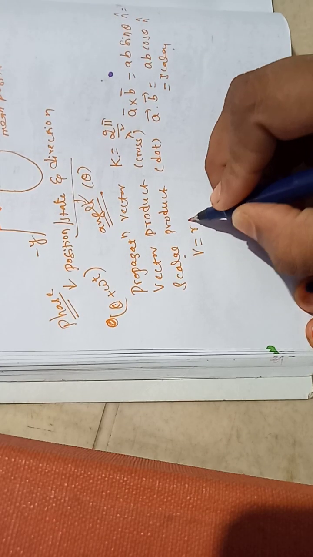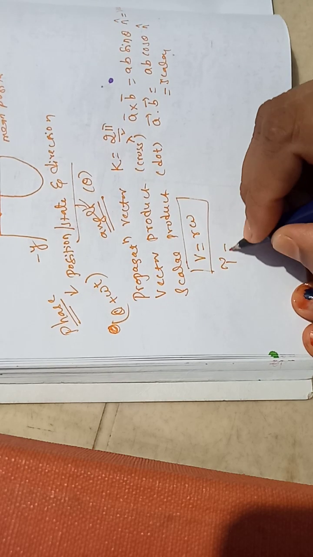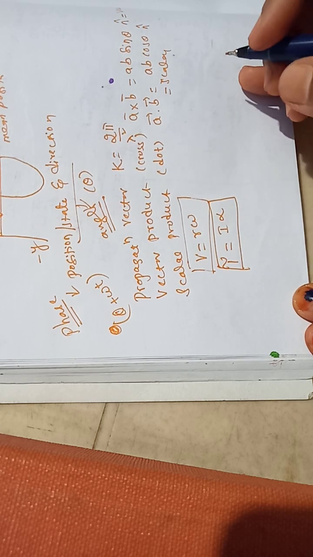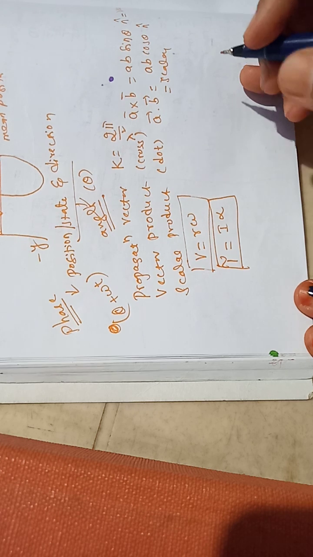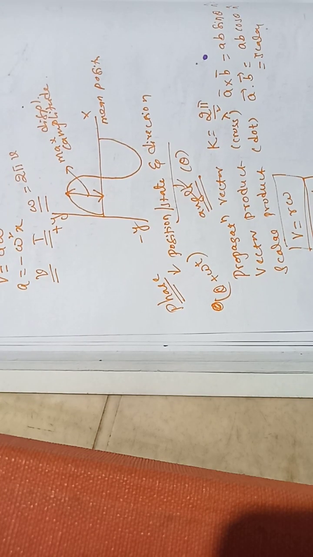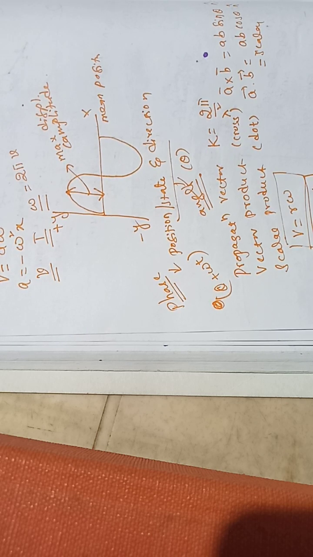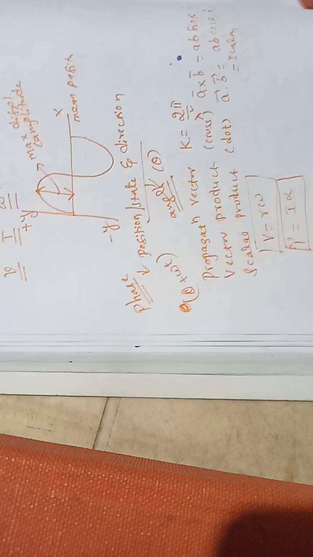The relation between linear velocity and angular velocity: v equals r omega. The relation between torque and angular acceleration: tau equals I alpha. Right? Now these are the formulas related to mechanics as well as some oscillations also that I wrote.